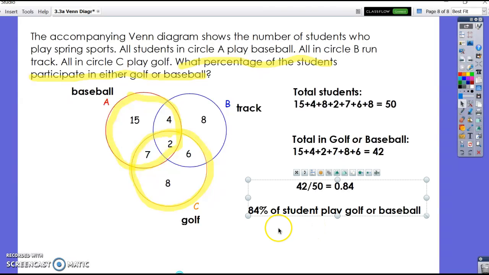So these are our Venn diagrams. Remember to answer the questions at the bottom and hit submit when you're done.